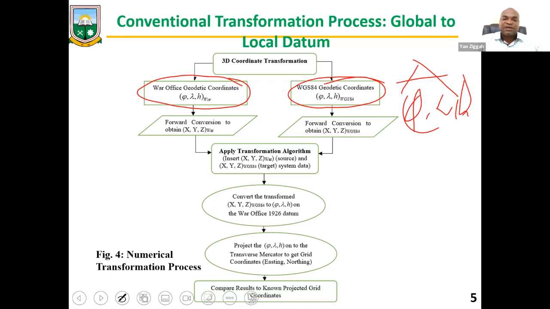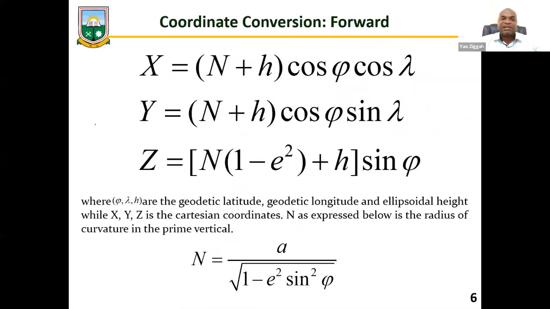And the moment you get the corresponding latitude, longitude, and ellipsoidal height, you do the projection to bring it onto the type of projection that you use in your country. So in Ghana, we use the transverse Mercator. So we project the latitude, longitude, and ellipsoidal height that we got from the reverse conversion and push it onto the transverse Mercator. And this is how we get our eastings and northings coordinates. Then from there, if there are existing coordinates available, we compare with them and do statistical analysis.